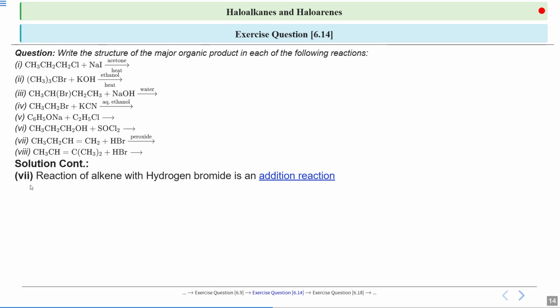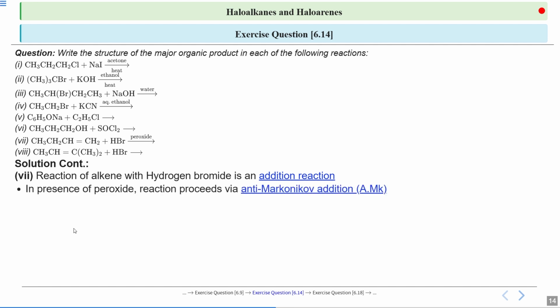Next reaction is the 7th, which is the reaction between alkene and hydrogen bromide. Also, this reaction is in the presence of peroxide. First of all, if you react a halogen acid, or you can say hydrogen bromide, hydrogen halide, with the alkene, then this reaction will be an addition reaction. Then you have to check whether this reaction is performed in the presence of peroxide or in the absence of it.